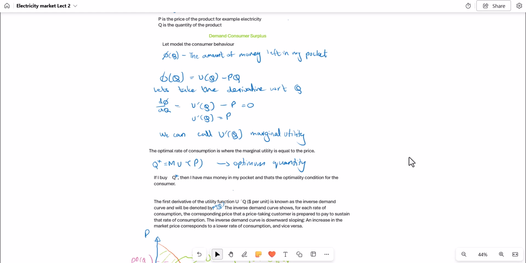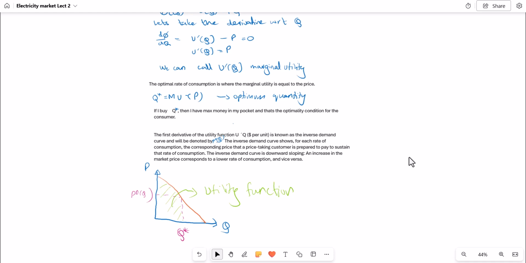So basically we want the maximum utility, and so if we take the derivative with respect to Q, it will be u dash of Q equals P, and we call this first derivative also the marginal utility. So the optimal rate of consumption is where the marginal utility is equal to price. We can see that at this price we will have the optimum or the best quantity. For example, if I buy Q dash quantity, then I have maximum money in my pocket, and that's the optimality condition for the consumer.